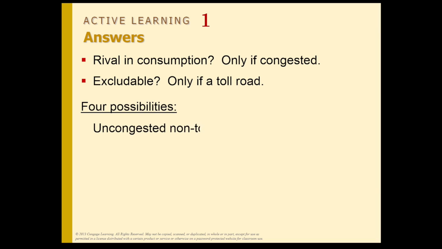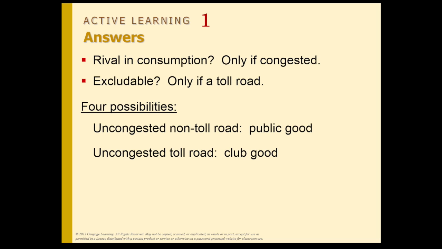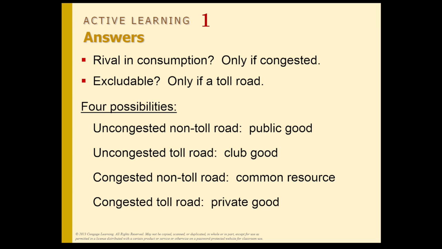So there are actually four possibilities. If I have an uncongested, non-toll road, just like a regular road, this would be considered a public good. If I have an uncongested toll road, like the 73 in Southern California, it's never crowded, that would be a club good. If I have a congested, non-toll road, like the 405 in Southern California, this would be a common resource. And if I have a congested toll road, this is kind of like a private good.